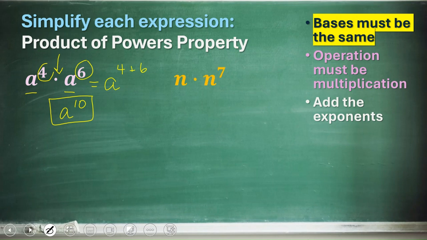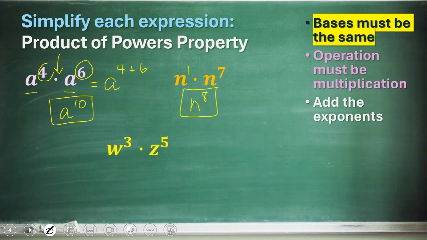Next example, we have n times n to the power of 7. If you've watched my videos before, you know us math folks do not like writing extra numbers. There's a secret 1 exponent on this n. The reason we do that is because n to the power of 1 is just n, so it's a little cleaner not to have the exponents. But to simplify, we need to know the 1 is there. So all we're going to do is add 1 and 7 together. When we do that, we get n to the power of 8.